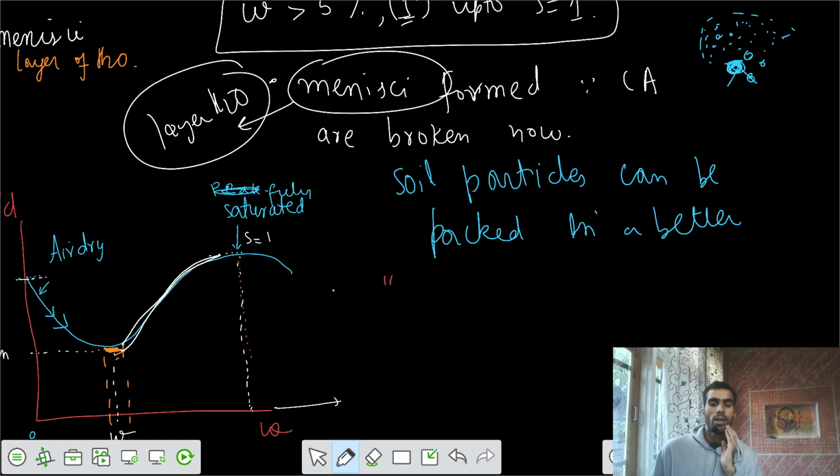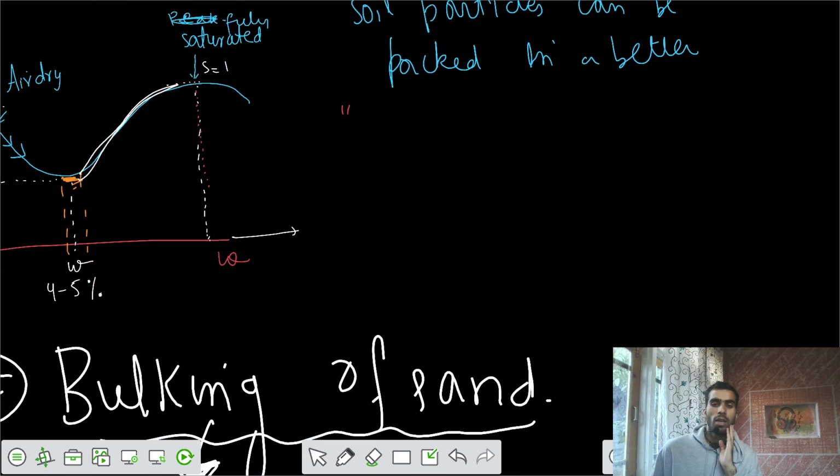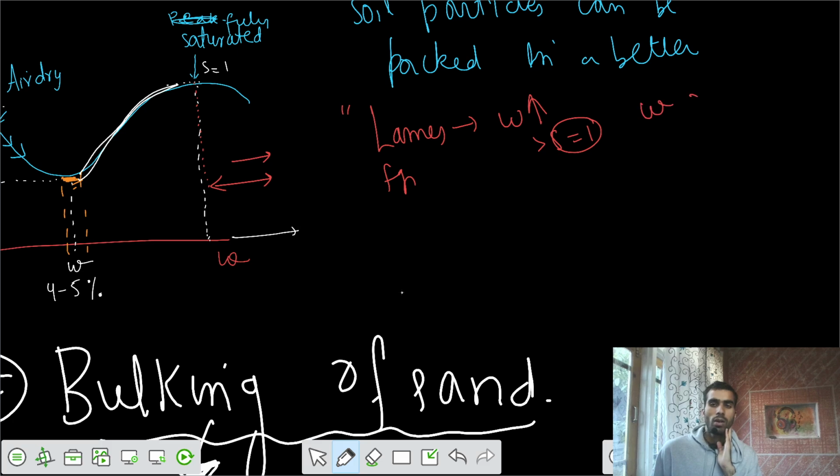After that, there is the same effect which was given by Lame's explanation for fine grained soils. If I now increase the water content such that the degree of saturation is greater than 1, in that range water replaces sand. Because of that, gamma again decreases.